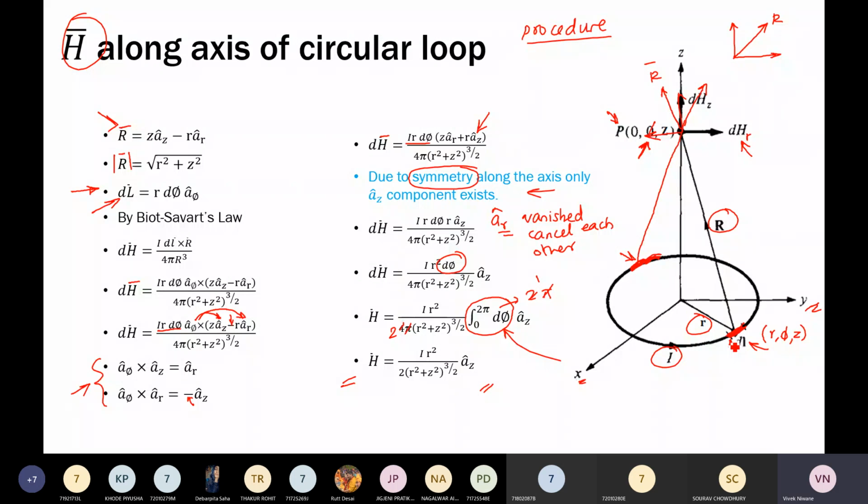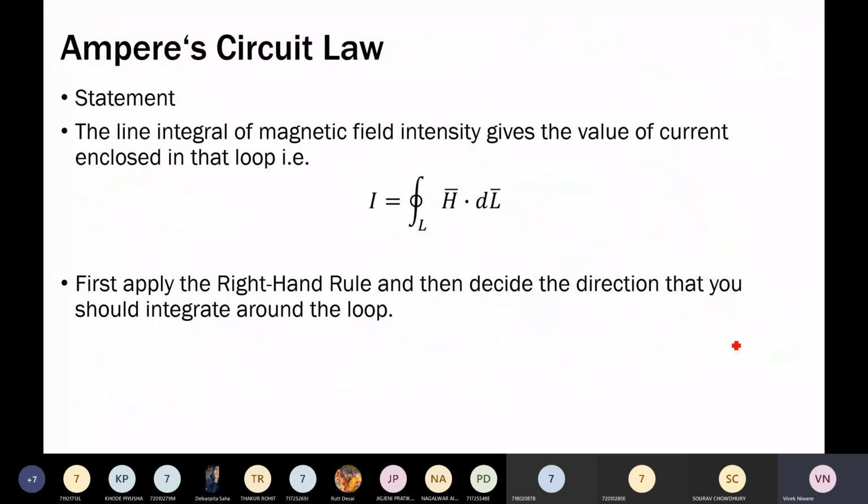Now moving on to the next, we have Ampere's circuital law. You have studied this one. Let us read the statement. The line integral of magnetic field intensity gives the current enclosed in that loop. First apply the right hand rule and then decide the direction in which you should integrate around the loop.